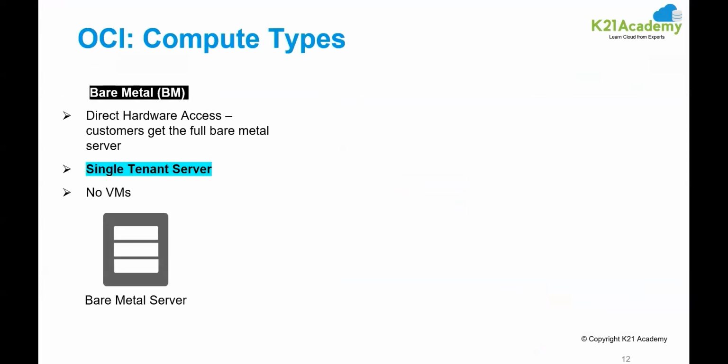Okay, so now coming to the compute types that we have in OCI. We have three types basically. The first one is bare metal, in which we will be using direct hardware access. The entire hardware will be given to us, and that will be dedicated to only our tenancy. So here we have the single tenant server, and we don't have any virtual machine. That's a physical server that we will be getting, so we call it bare metal.